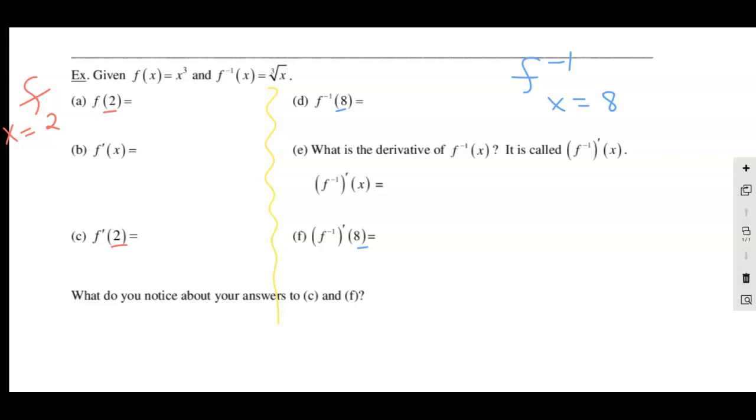Okay, but is there a relationship between those two x values? Yes, let's look at it. Here we go. My original function is x cubed. If I were to take 2 and plug it in, 2 cubed, that would be 8. So if I plugged in 2 into the original, I get out 8.